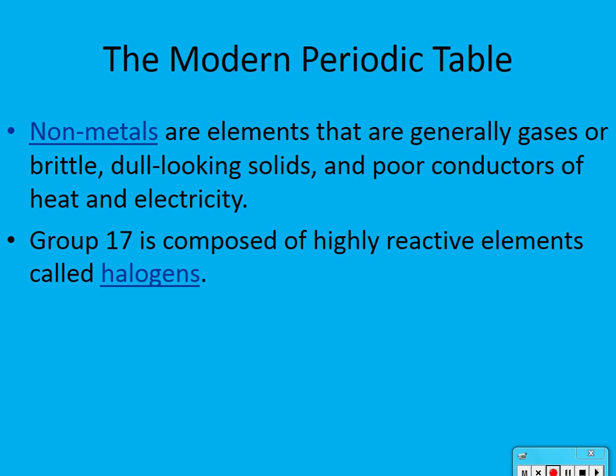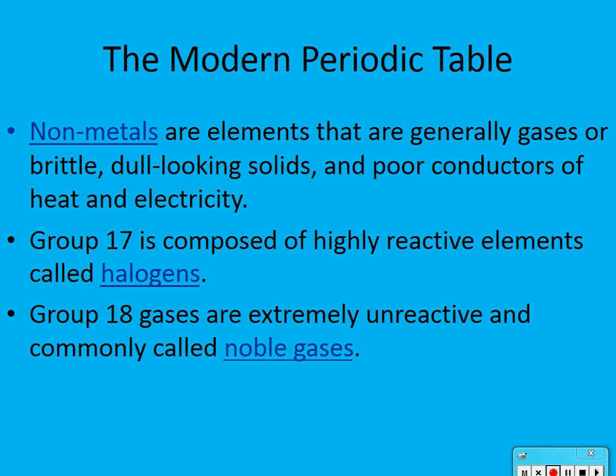If you look at group 17, this has a family name. They're called the halogens. It's composed of highly reactive elements. Anyone want to guess why they're highly reactive? What do you think, Tanner? Yeah, they have 7 valence electrons. They want 8. So they're trying to pick up one from anyone they can get it from so that they can have 8 valence electrons and be stable, like a noble gas. Good job.